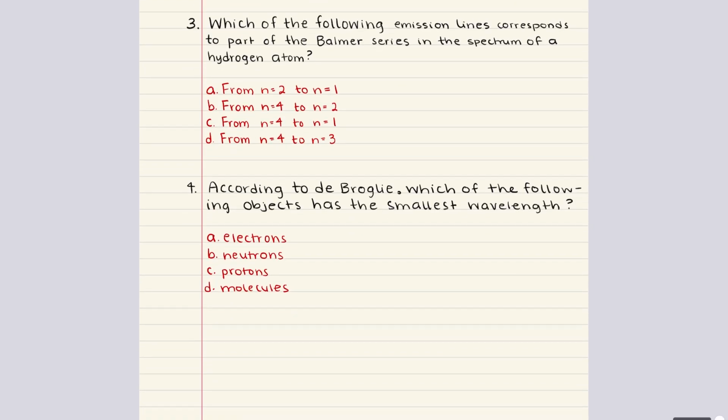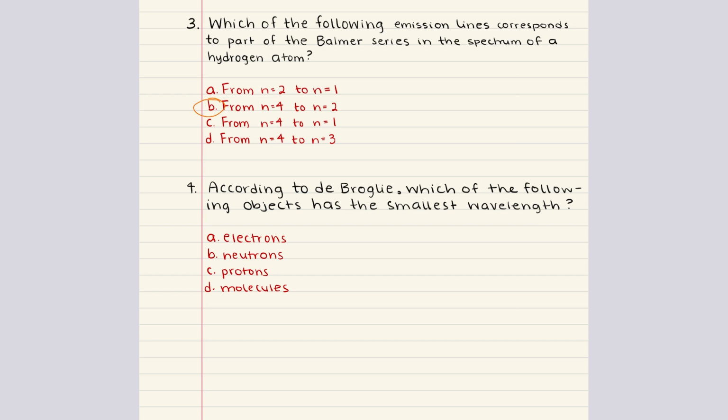Problem 3 says, which of the following emission lines corresponds to part of the Balmer series in the spectrum of a hydrogen atom? The Balmer series includes transitions where electrons fall from a higher energy level to the second energy level. Now, looking at these options, the correct answer is going to be B, from n equals 4 to n equals 2. Because this transition is from a higher energy level, n equals 4, to the second energy level. And that is the definition of the Balmer series.